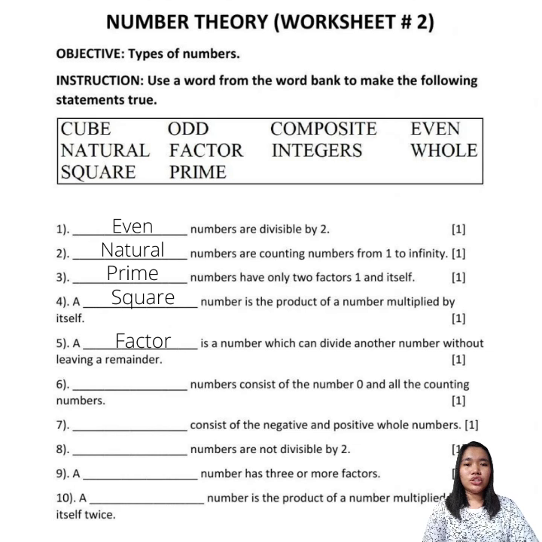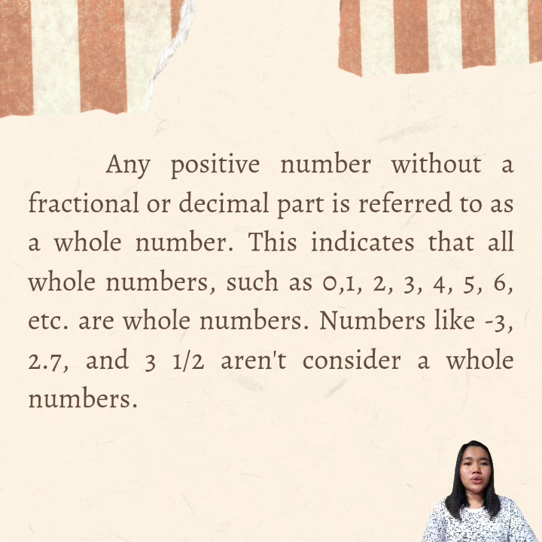Number 6 question. Blank numbers consist of the number 0 and all the counting numbers. The answer is whole number because any positive number without a fractional or decimal part is referred to as a whole number. This indicates that 0, 1, 2, 3, 4, 5, 6, and so on are whole numbers. Numbers like negative 3 and 2.7 aren't considered whole numbers.